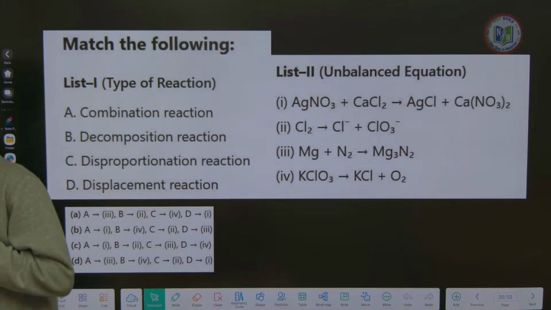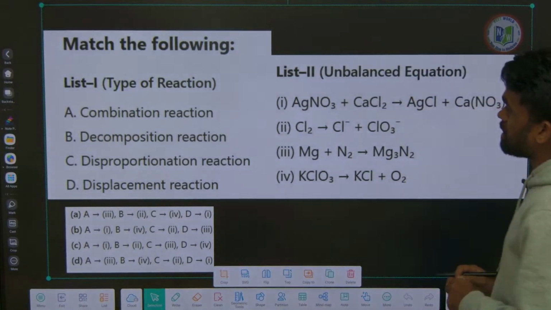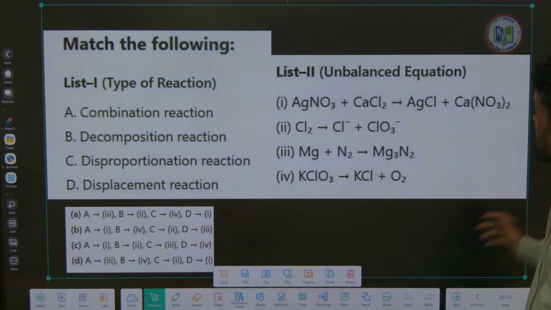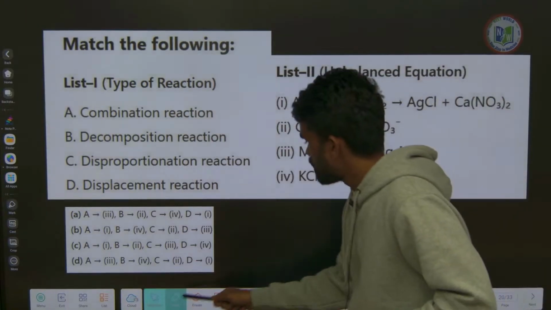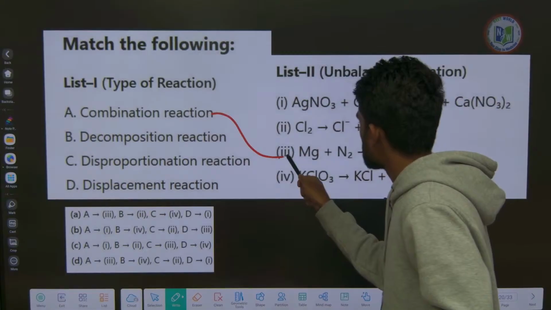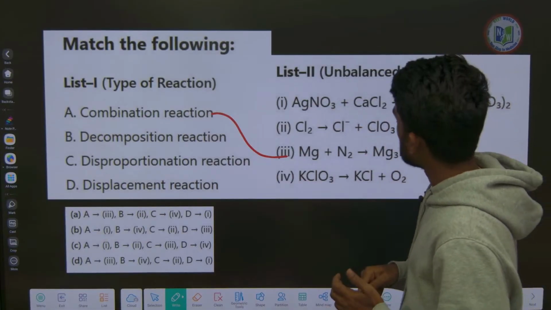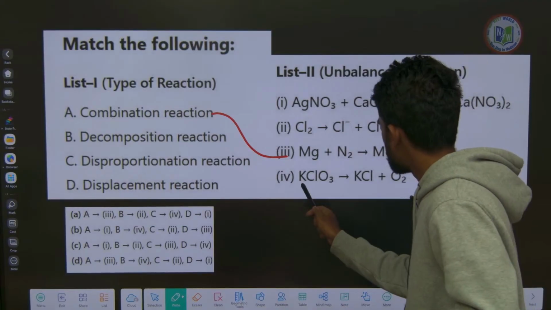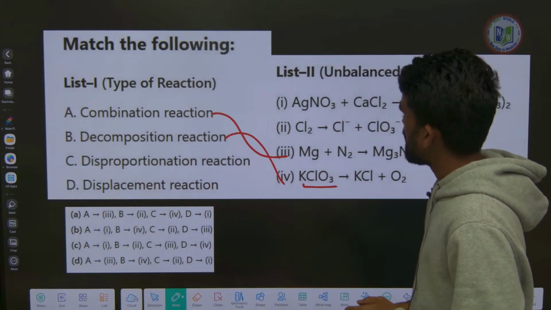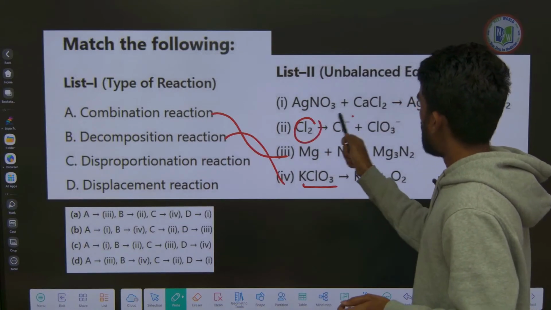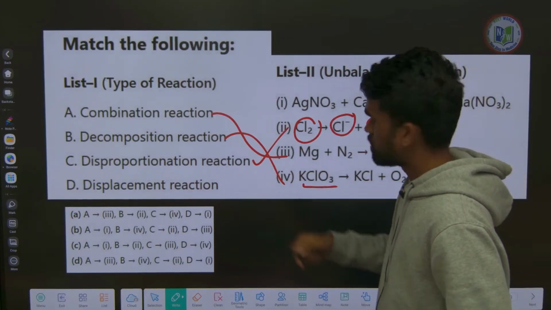Based on last class, you can answer these questions. Tell me, combination reaction. Where do we have a combination reaction? Option combination reaction is nothing but where the species are combined. Decomposition means, see here, KClO3 undergoing decomposition. Next, disproportionation reaction: the same species undergoing reduction and oxidation. And next, displacement.